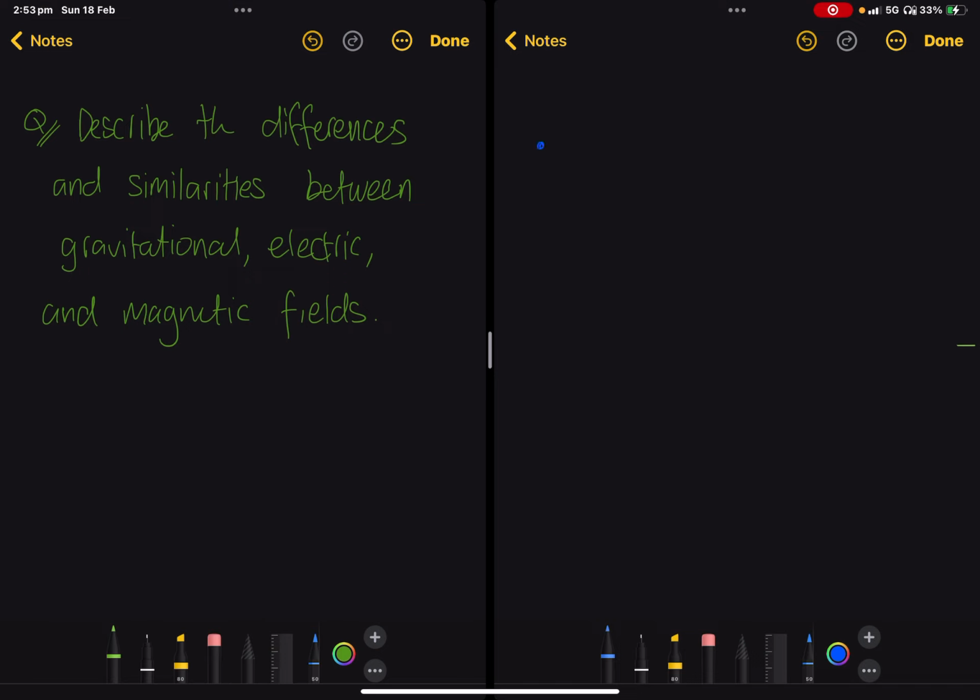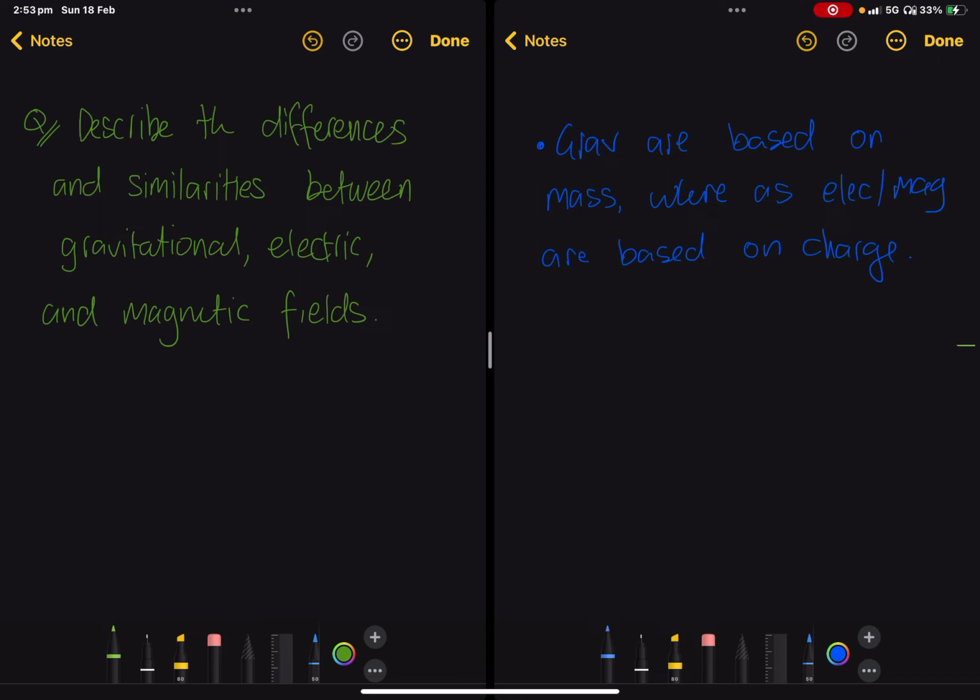So first we can say that the gravitational fields are based on mass, whereas electric and magnetic are based on charge. So this is our first point. Gravitation is mass-based. Electric fields and magnetic fields are charge-based.